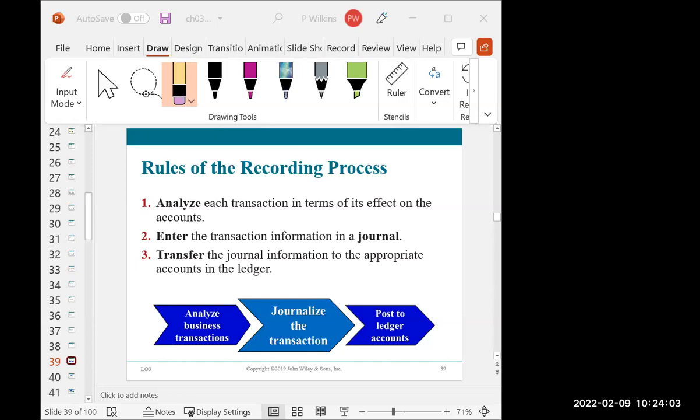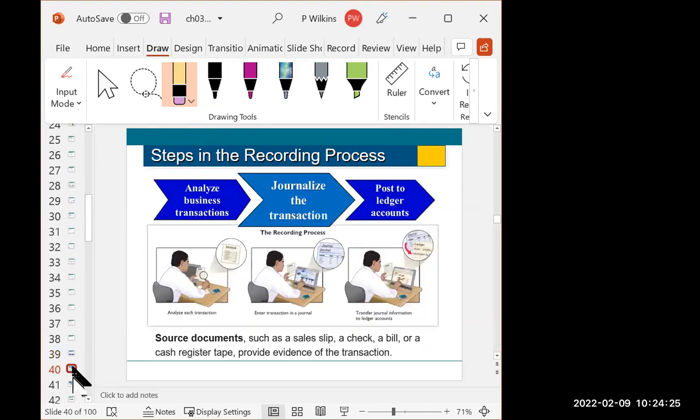Now, the next step after that is you transfer it, like I said, to the ledger cards. And that's what we'll be looking at when we come back to class on Monday. So I teach a combination of analyzing the transaction and journalizing together, okay? So we'll go through that process. So let's go to the next slide.